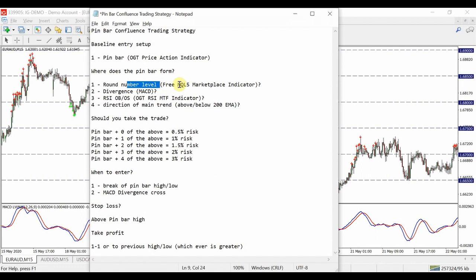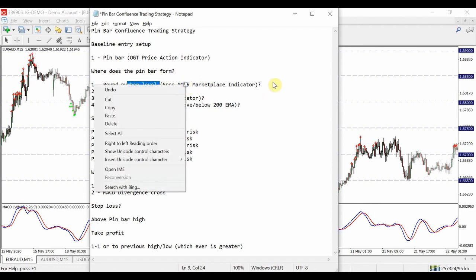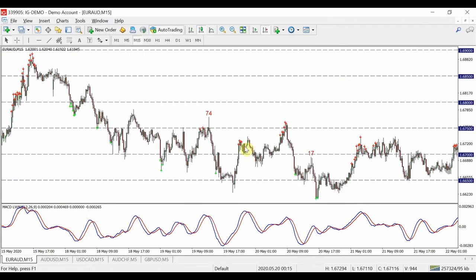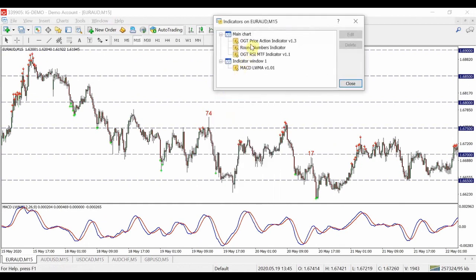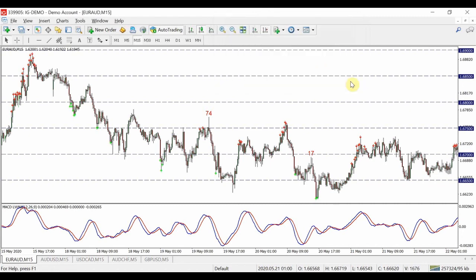It's free on the MQL5 Marketplace. If you just Google round numbers indicator, you can download that. It's absolutely free, and just add it onto your chart. So you can see, it's called the round numbers indicator. Put that into Google. It's the first link that comes up.